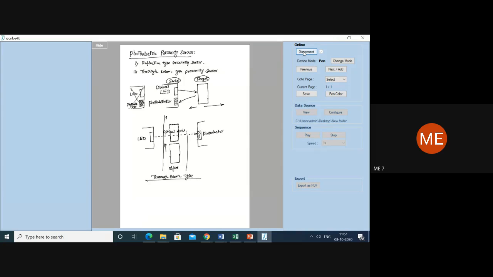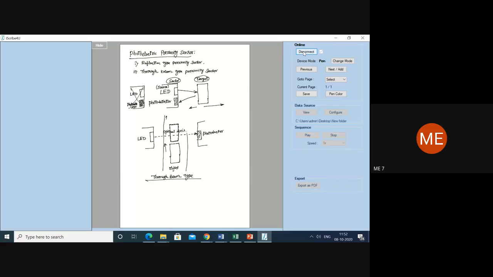Every time the photodetector does not receive the signal, it means that some object has crossed that optical axis. So the number of times the photodetector has not received the signal will be equal to the number of times you have sensed the presence of the object in front of the sensor. Is it clear? Yes, sir. So this is the case of what is called the photoelectric proximity sensor.